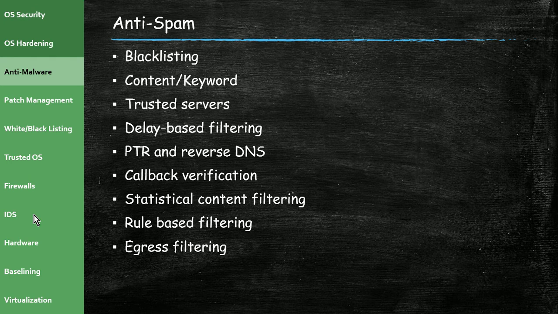Egress filtering. Egress basically means exit filtering. So we can check emails that are leaving our network through an SMTP relay and make sure that it's not spam, to make sure that we're not relaying spam, which is something that some malware tries to do. And then hybrid filtering is where we're combining these different filtering techniques. So we're using delay-based filtering, callback verification, statistical content filtering. We're combining all of these different techniques, which is very effective, right? When you have these multiple layers of protection, it's much more effective than just choosing one of these, of course.